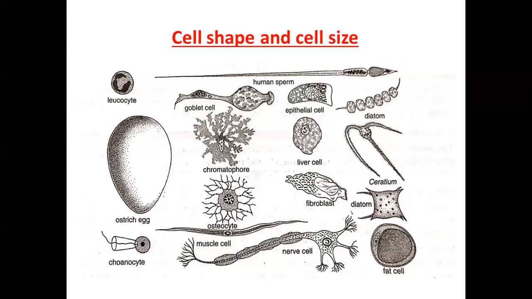Some plant and animal cells are visible to the naked eye. Most cells, however, are visible only with the microscope, since they are only a few micrometers in diameter, a micrometer being a thousandth of a millimeter. The size of cells varies from very small bacteria to the very large eggs of the ostrich. So in that way, cell organelles also vary according to the size of the cell.